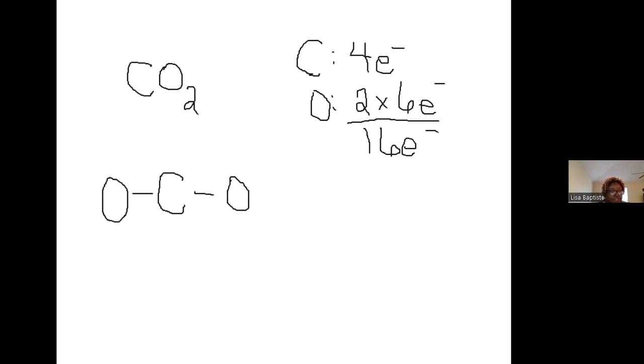The next thing we want to do in this same box is we want to subtract the number of bonds. And so we have 2 bonds here. Each bond represents 2 electrons, all right? So the way that we have it is we have 16 electrons total.